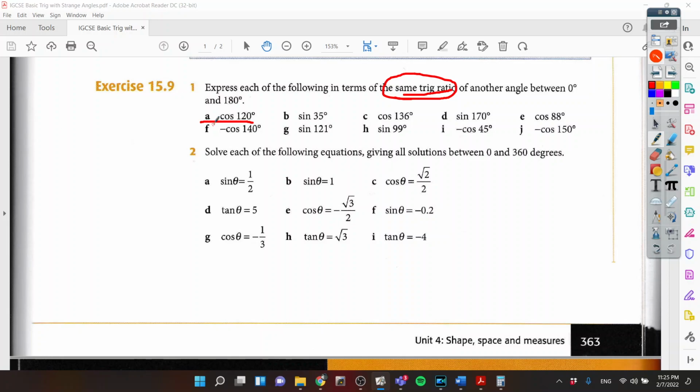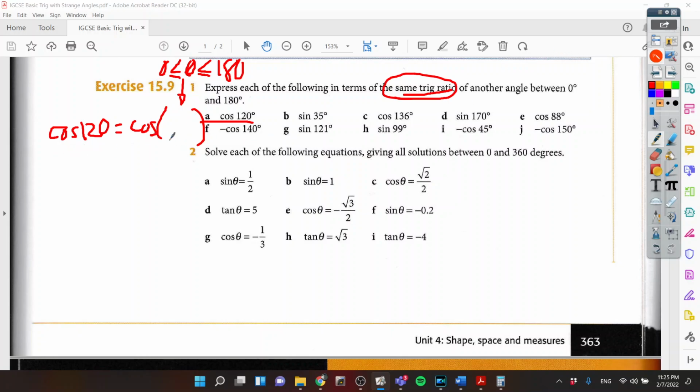So we basically want to find cosine of 120 is equal to cosine of what? And this angle here has to be between 0 and 180. I guess they didn't say we couldn't equal them, so I'll put the equals on there. Let's look at what we think.